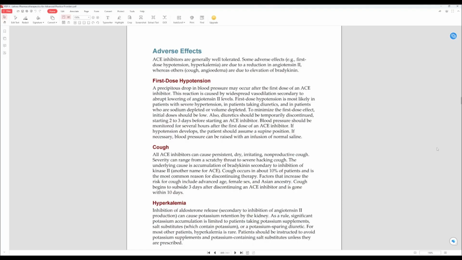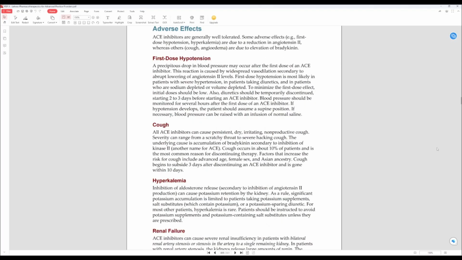So, what kind of adverse effects do ACE inhibitors have? ACE inhibitors are generally well tolerated. Some adverse effects, however, include hypotension and hyperkalemia, which are due to the reduction in angiotensin II, whereas others, such as cough and angioedema, are due to the elevation of bradykinin.